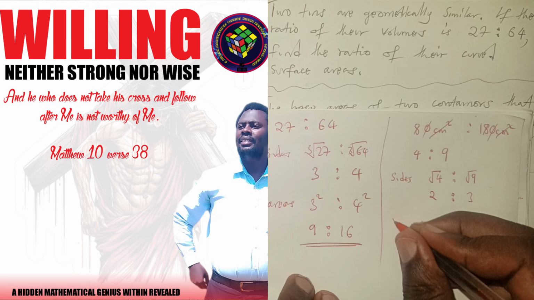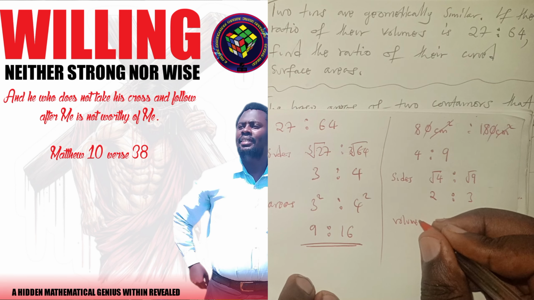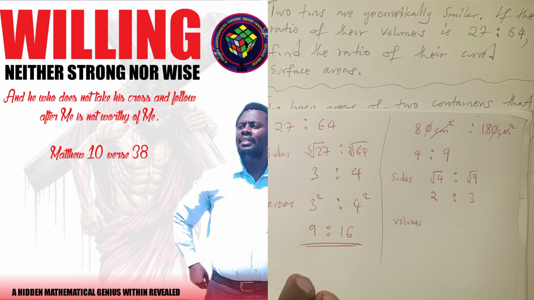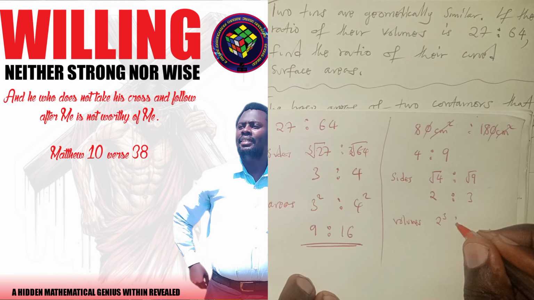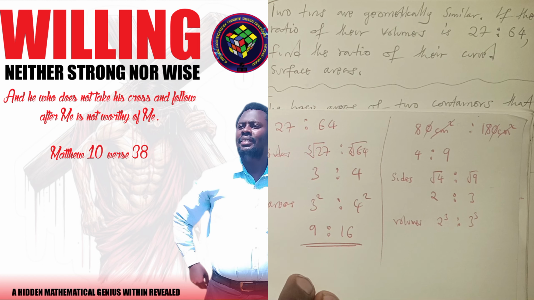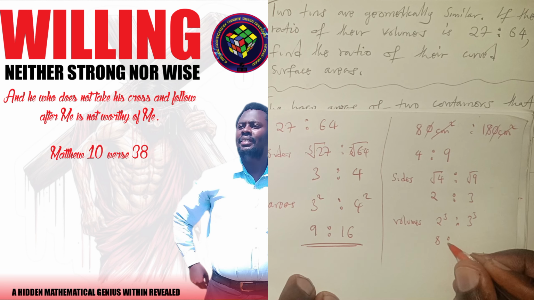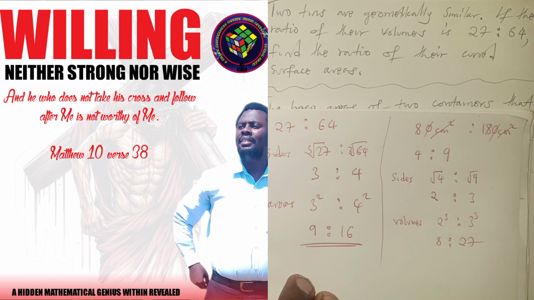For the ratio of volume, you now cube the ratio of sides. So it will be 2 to the power 3 to 3 to the power 3. That is 2 cubed, you get 8, and 3 cubed, you get 27. So 8 to 27 is the ratio of volume.